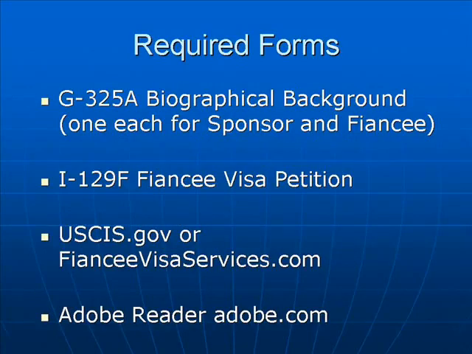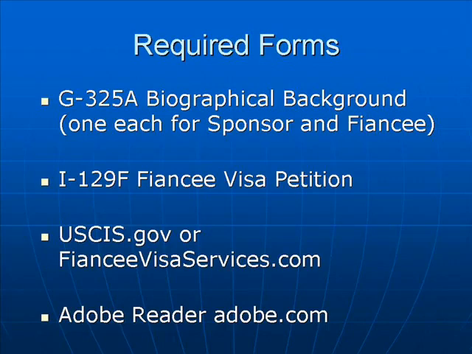The application package you will be putting together and submitting to the government includes two required forms. These can be downloaded from uscis.gov or from fiancevisaservices.com, where there are copies. You can open these files using Adobe Reader, and if you don't have Adobe Reader, you can obtain it at adobe.com.